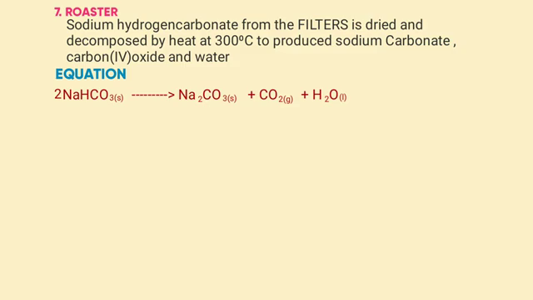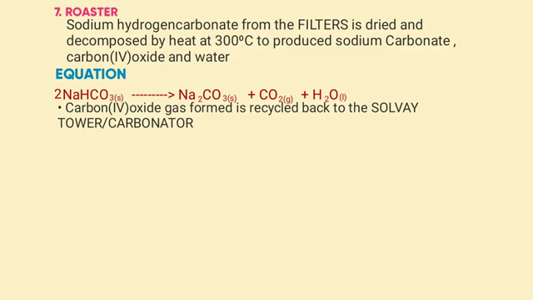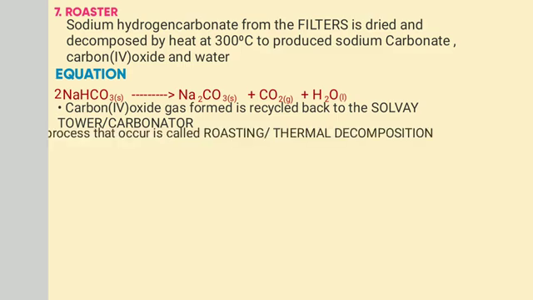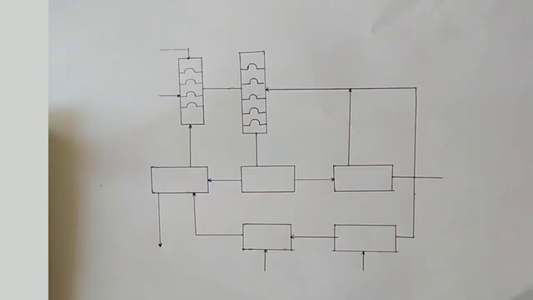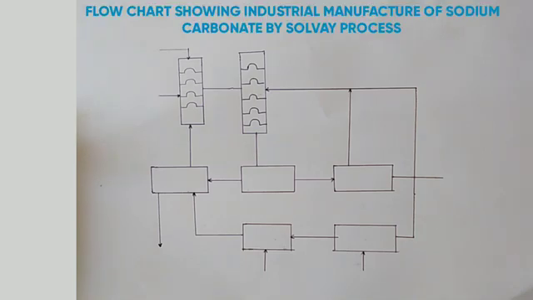Now carbon dioxide formed in this reaction is recycled back to the carbonator at the Solvay tower. The process that occurs in the roaster is roasting, also called thermal decomposition. Now the diagram below shows industrial manufacture of sodium carbonate by the Solvay process. The parts, as we mentioned earlier on, are filters, carbonator, ammoniating tower, slacker, roaster and ammonia generator.